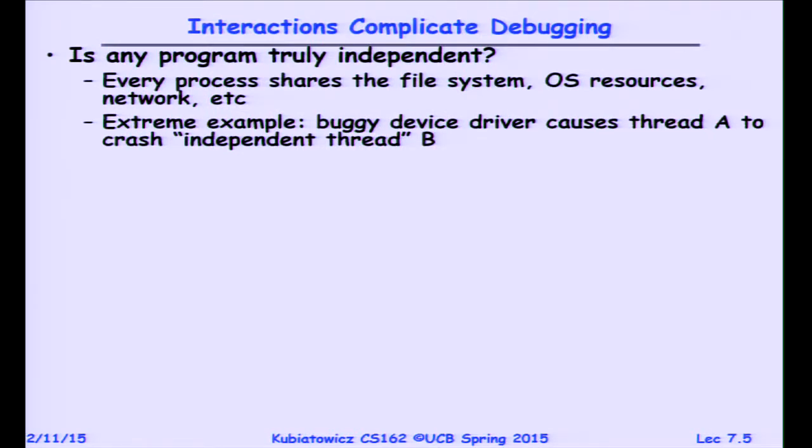And unfortunately, you could ask, is any program truly independent? Well, no, because they're all sharing the operating system. And so underlying, there's often some state that goes on there. And there's an example that many of you have encountered that a buggy device driver causes thread A to crash thread B. And what is the sharing there? Well, thread B was completely independent, but they share the underlying operating system.